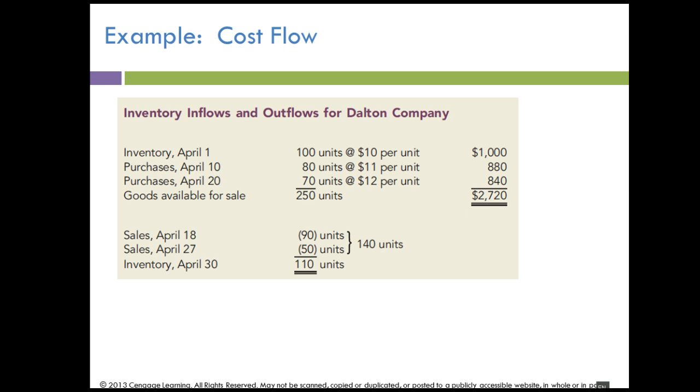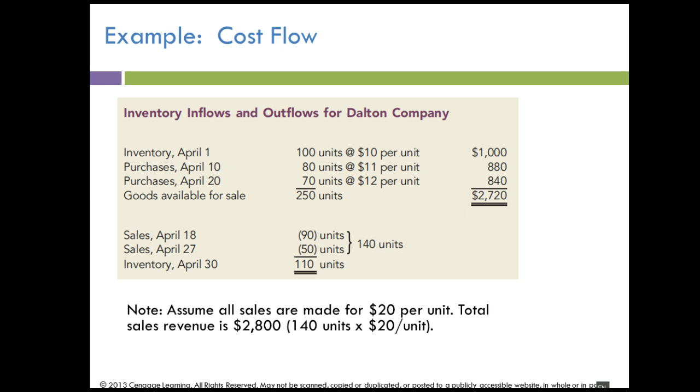Now, we sold 90 units on April 18th, and then we also sold 50 more units on April 27th. So we show a total of 250 units available. We can see here that we sold 140 of them, and we have 110 units left in our April 30th inventory. We're going to show for this example that $20 is what we sold for all units. So no matter how we determine the cost flow, we are going to show our sales revenue to be $2,800.